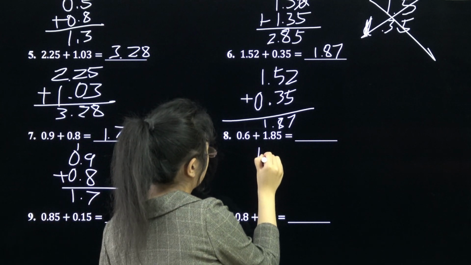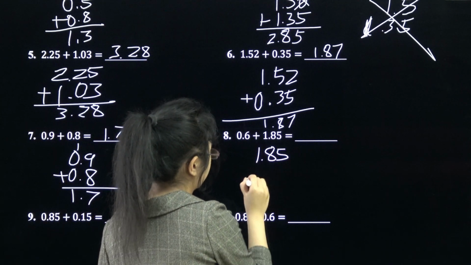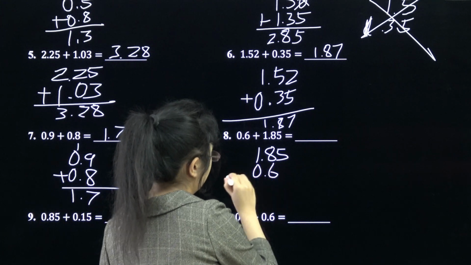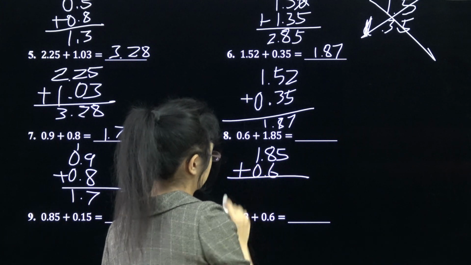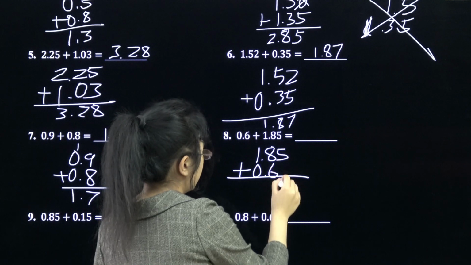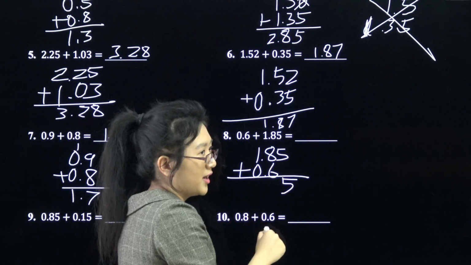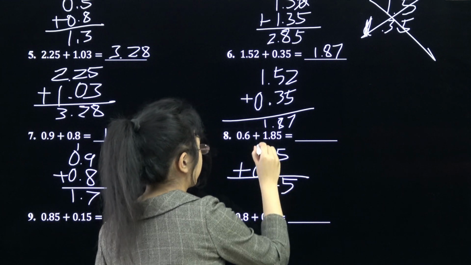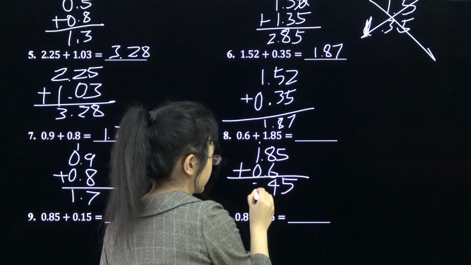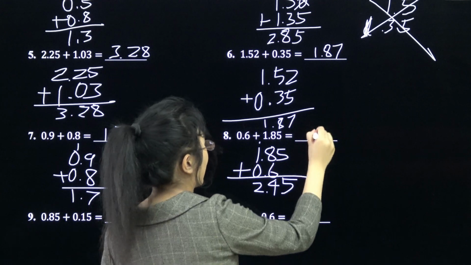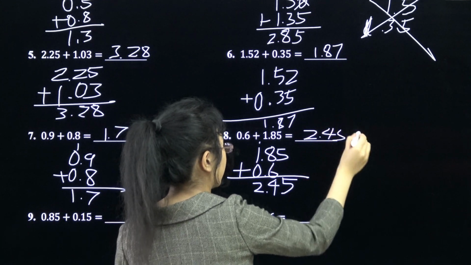Over here, personally, I like putting the bigger number on top, but you could do both since it's addition. 5 plus nothing equals 5. 6 plus 8 equals 14. We regroup. 1 plus 1 plus 0 equals 2. We put the decimal on, and we get 2.45.